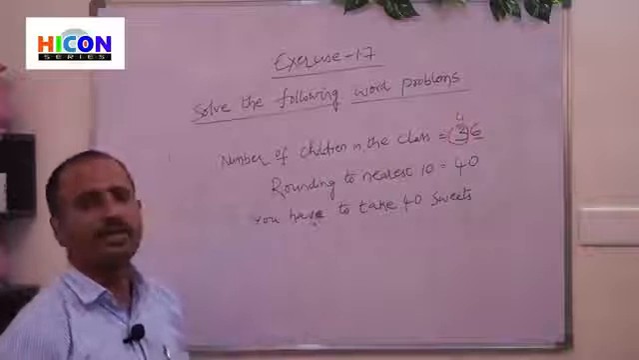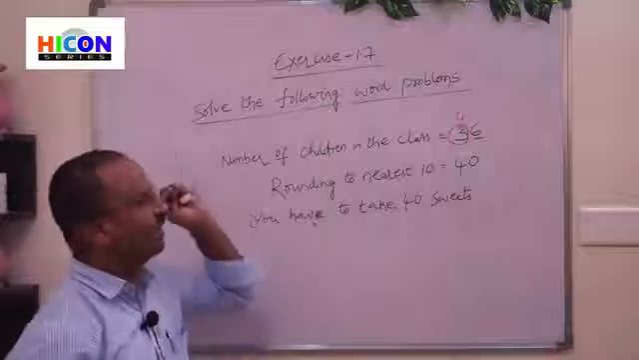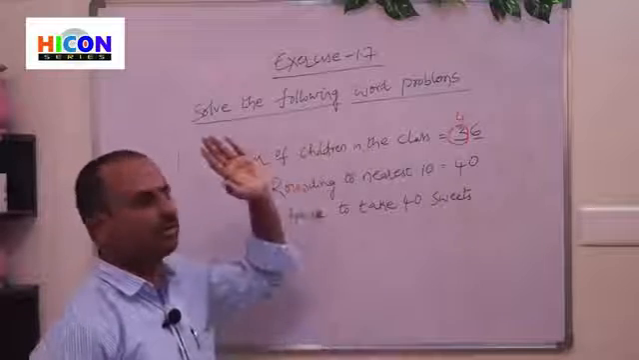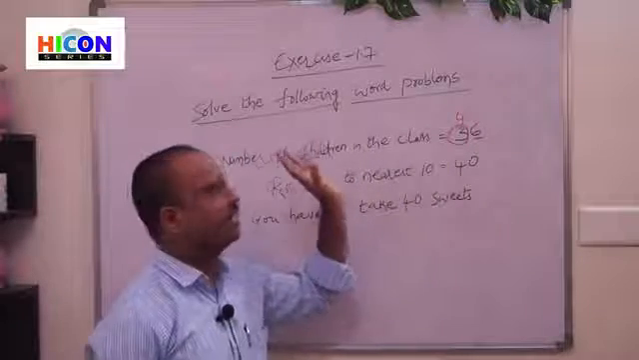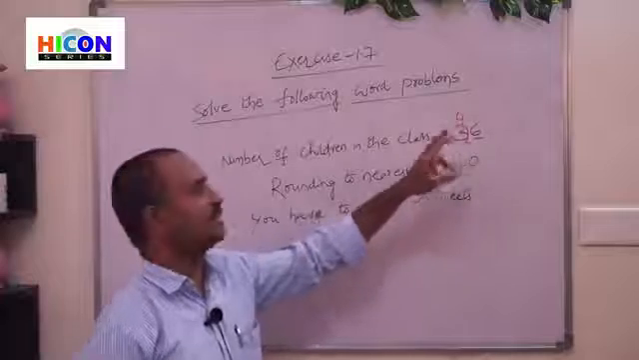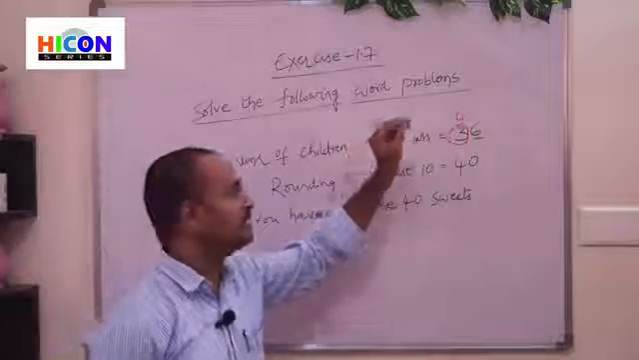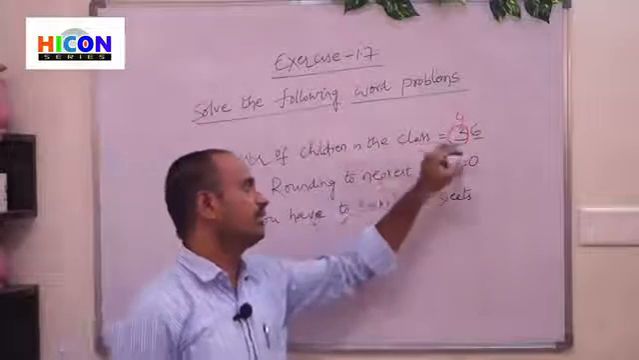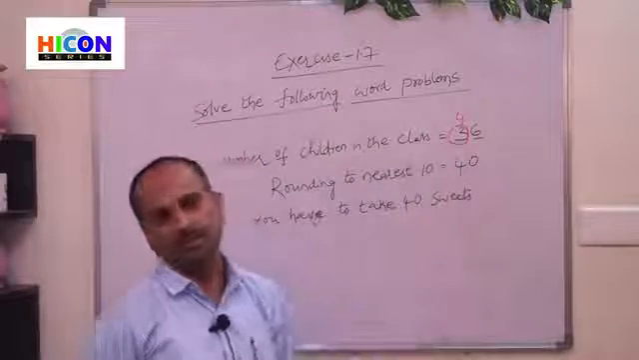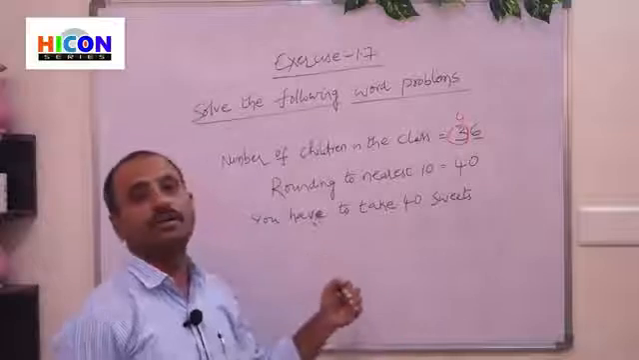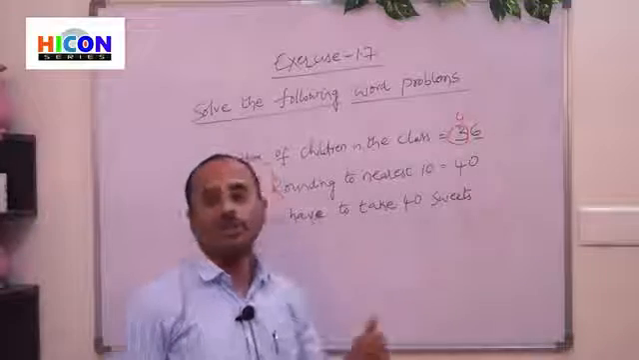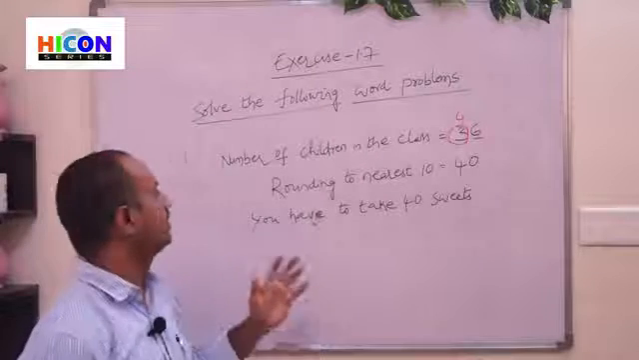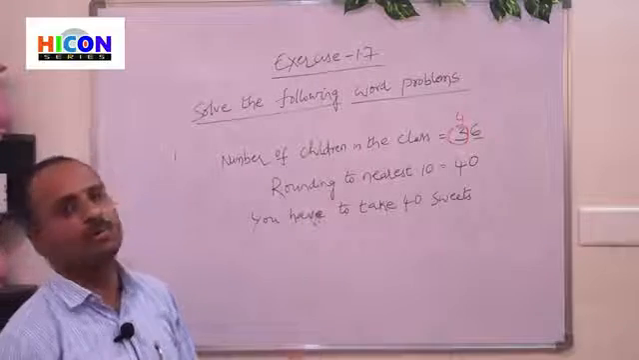So children, in this way we can answer any such type of word problems. In this problem, we have to round the given number to the nearest 10. Here the given number is 36. That means the total number of children in the class is 36 and we have to round that number to the nearest 10. If you round 36 to the nearest 10, we get 40. That means you have to take 40 sweets to your class to distribute to your students. So this is the way we have to solve this type of word problems.